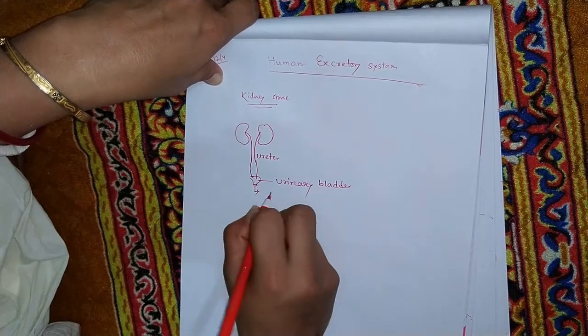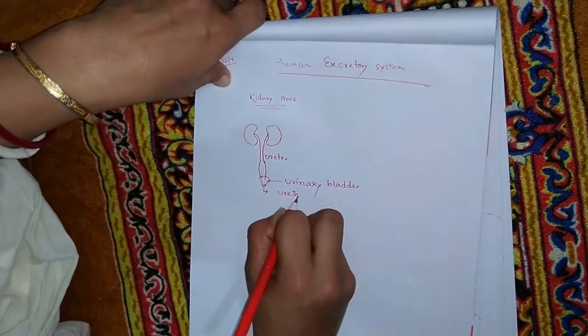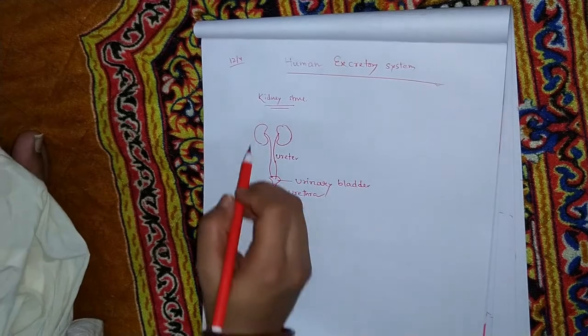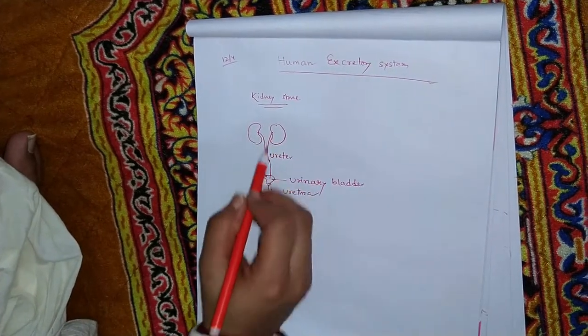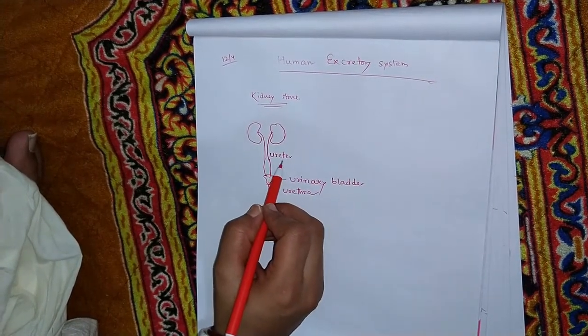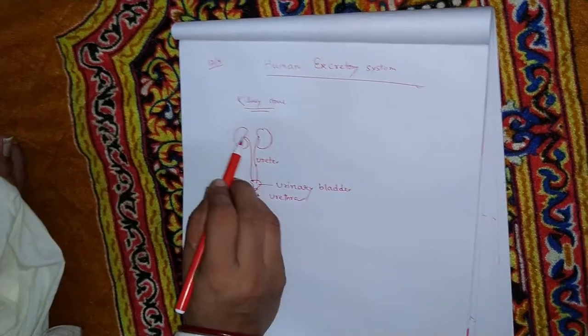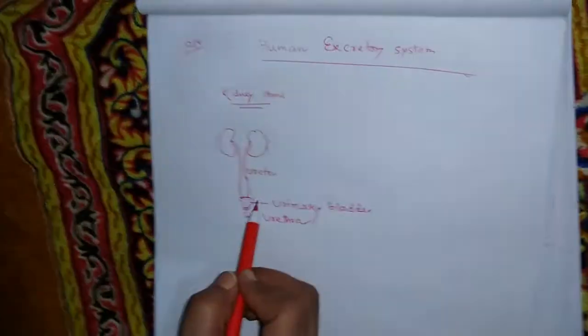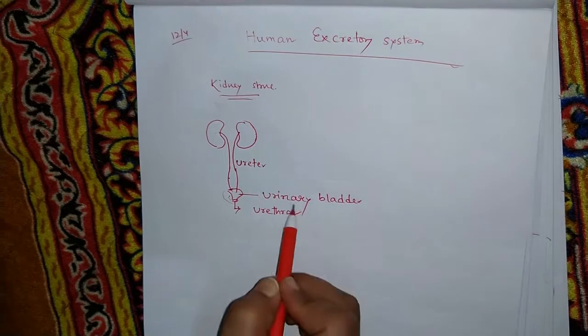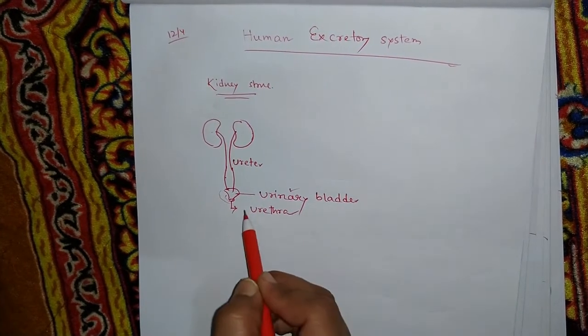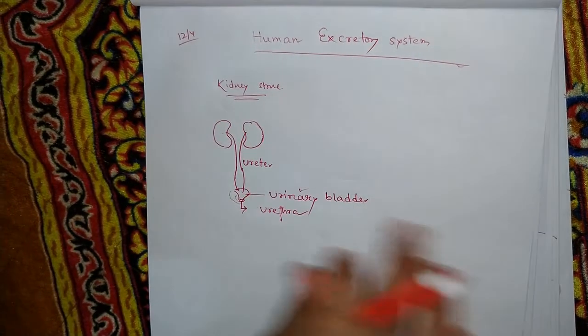And this is the opening, named urethra. So we are having two kidneys connected with the ureter, which will carry this fluid, and it is going to be stored in the urinary bladder, and it goes outside through the urethra. This is the general structure.